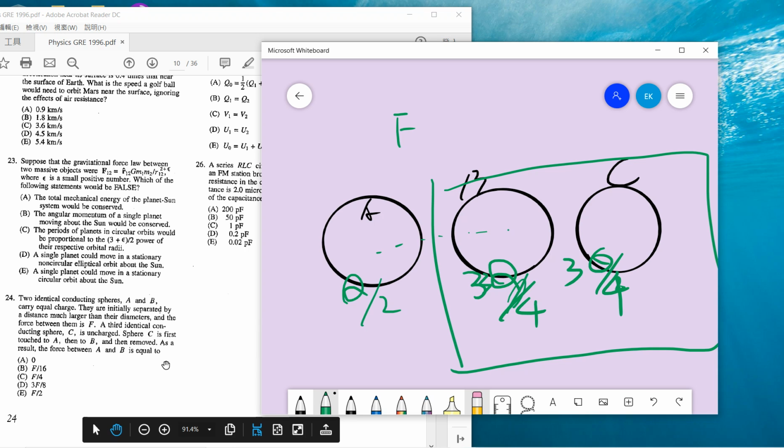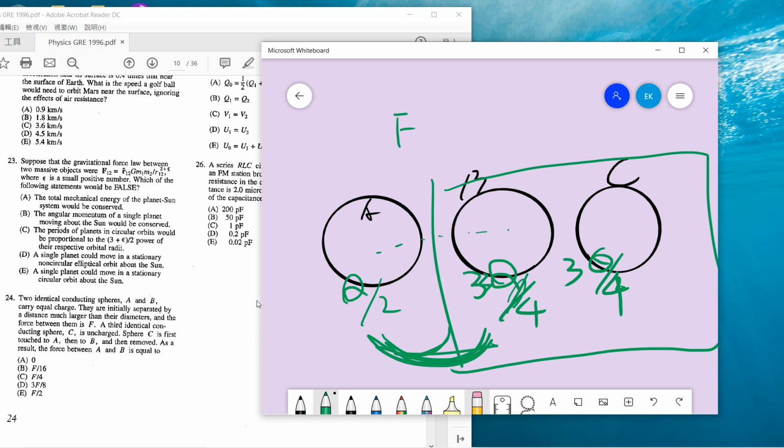And then you ask, what is the force between A and B? The force is just proportional to the product of the charge. So now these two products give 3 over 8 Q squared. So the force is 3 divided by 8 F. So the answer is D.